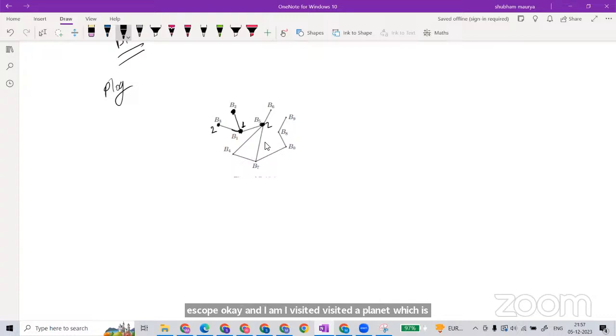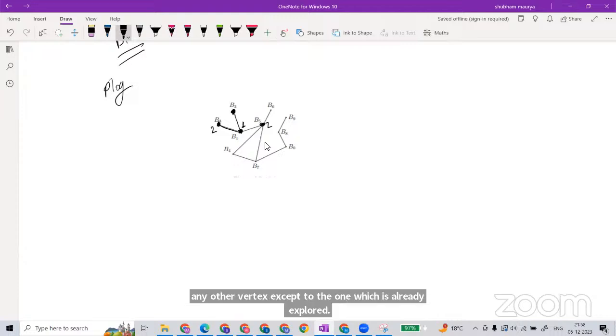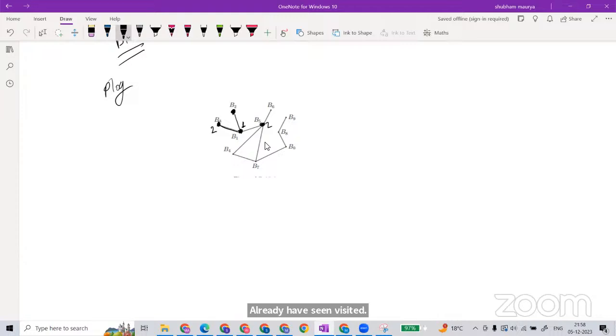Start exploring means I will go to V3. Start exploring V3 means that when I start exploring V3, I cannot visit any other vertex except V1, which is already explored. I have already seen, visited and explored it. Except V1, I cannot see others. So I will go back to the same V1.